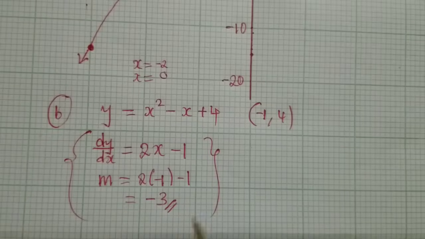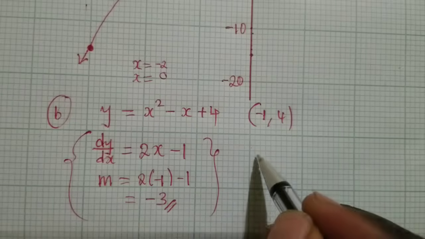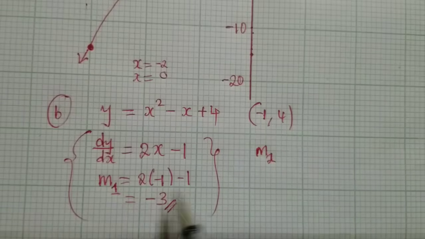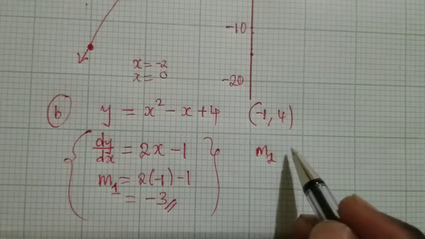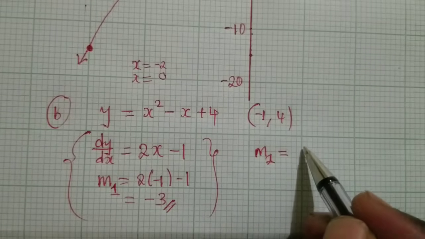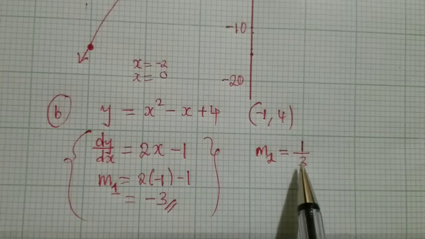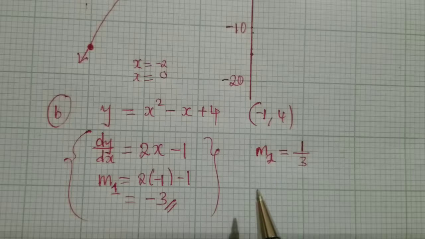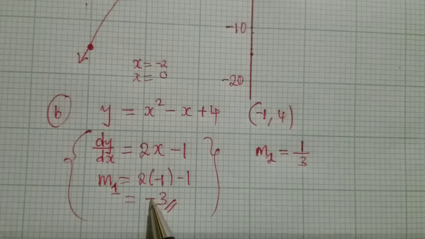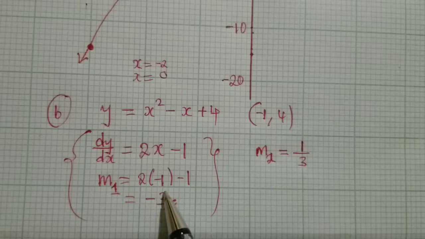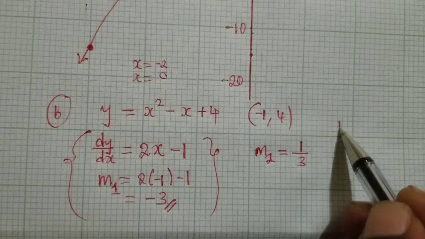After getting this gradient, since they're saying it's normal to the curve, you are going to get the gradient 2. This is gradient 1, and this will be gradient 2, or if this is just m, this will be m1. So your m2 will be equal to 1 over 3. Remember what we do when trying to find a perpendicular gradient: you change the sign. It was negative, you make it positive, and you reciprocate. You put a 1 on top, and this 3 goes down.